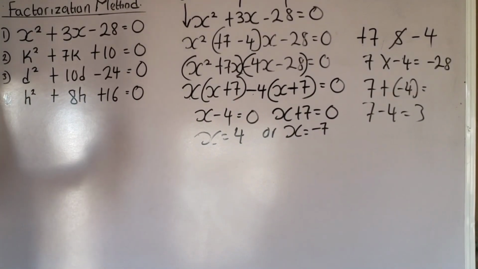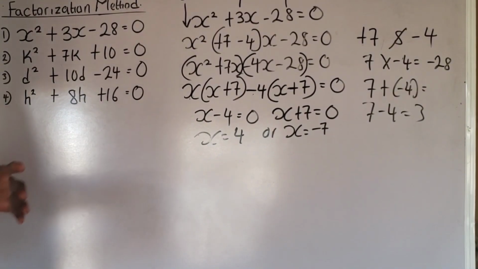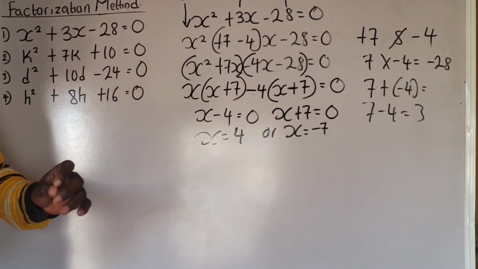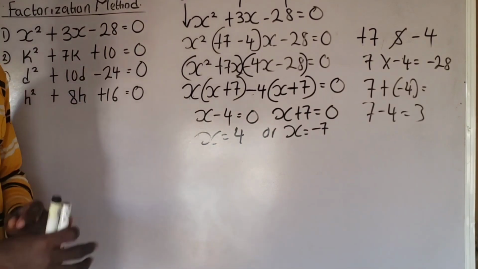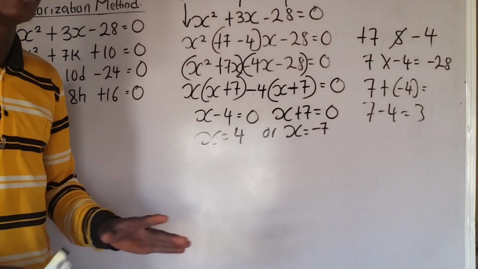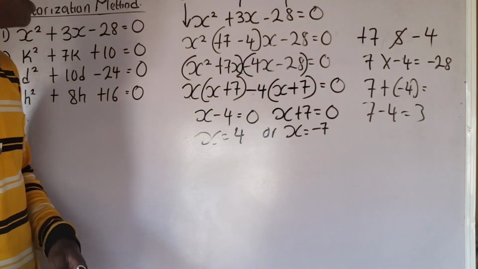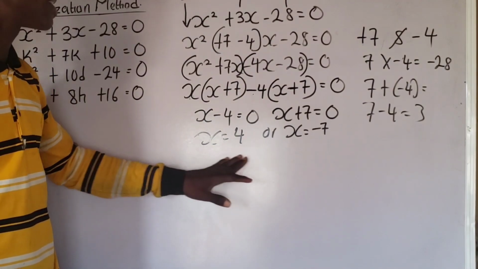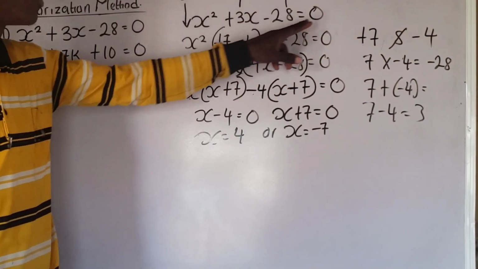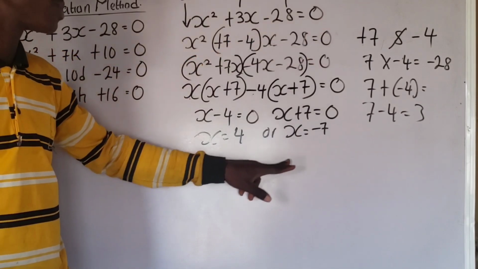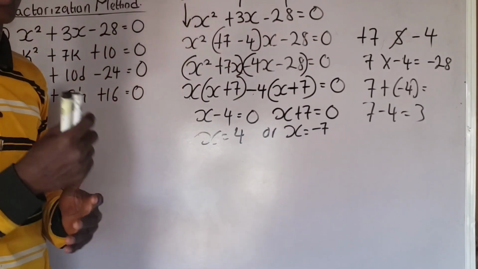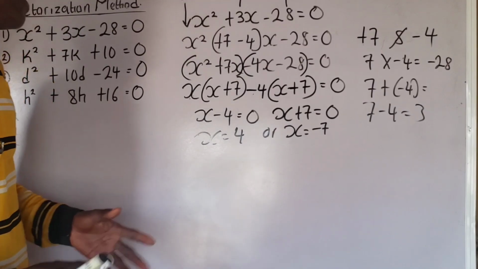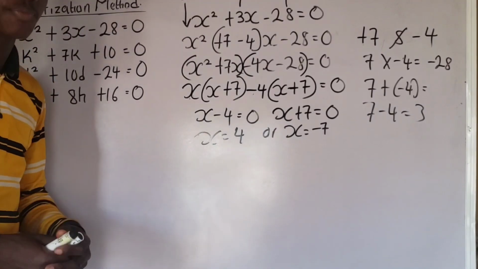The goal is to determine the roots of the quadratic equation. The roots of this quadratic equation are those values that make the quadratic equation equal 0, or satisfy the quadratic equation. If you substitute the value of x as 4 into this quadratic equation, you are still going to have 0. If you substitute the value of x as negative 7, you are still going to have 0. So that is the final answer.